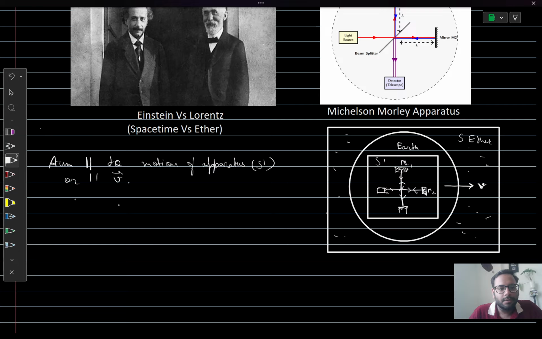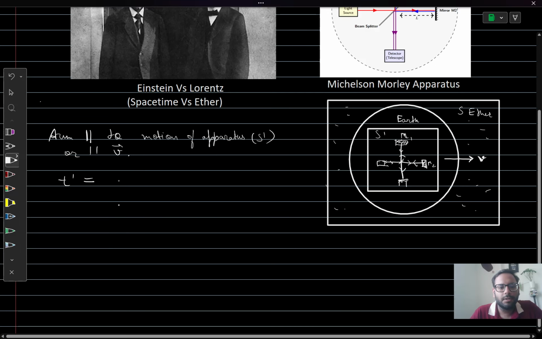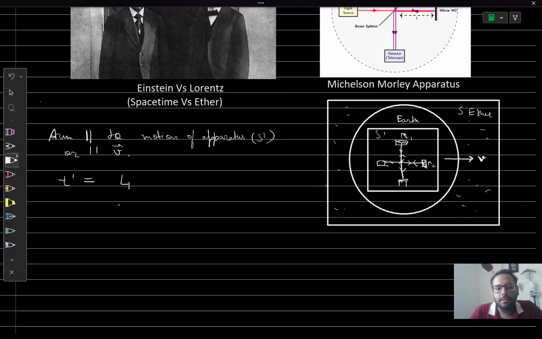So you can calculate the time taken by this light from the beam splitter to reflect from the mirror and reflect back to the same point, the beam splitter. What will be the time taken in this case? You can write it quickly following the Galilean transformations. You will find that L parallel over C minus V plus L parallel over C plus V. You can recall your Galilean transformations here.